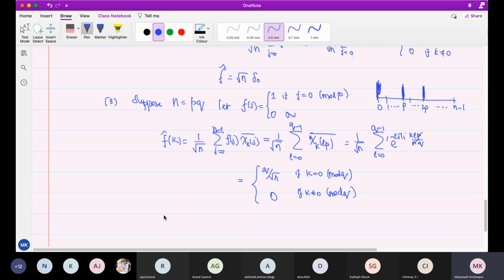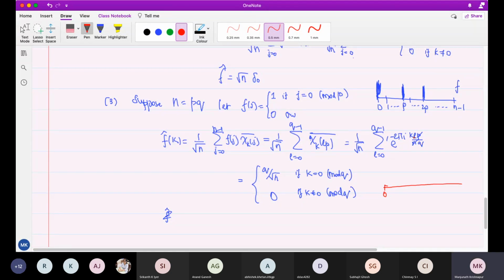Now you see, what is f hat? F hat is very much like f. What does f hat look like? Well, it's a constant. Is it k, this mod q or mod p? No, this is mod q because you have 2kl over q. I see. Okay, thanks. So the p cancelled here. What I was left with was q.